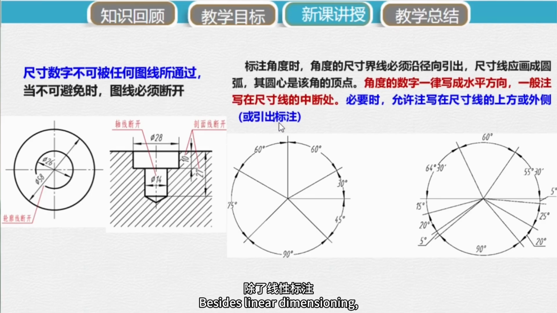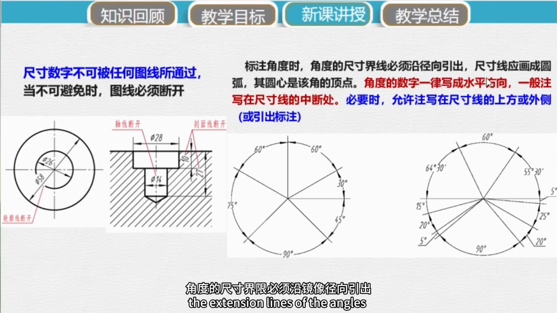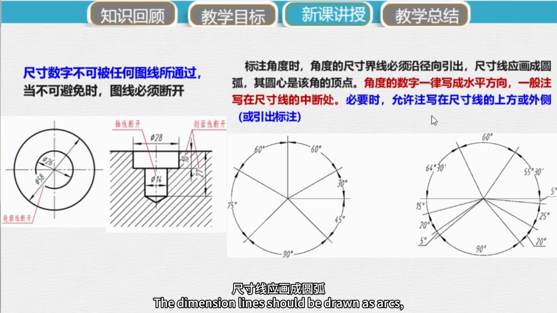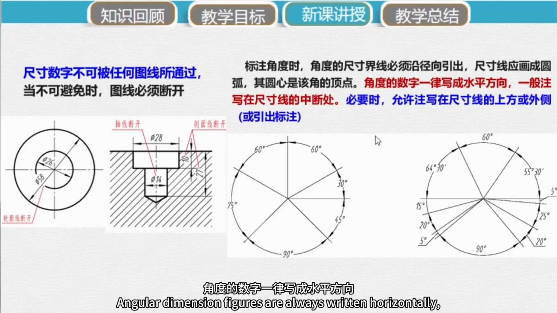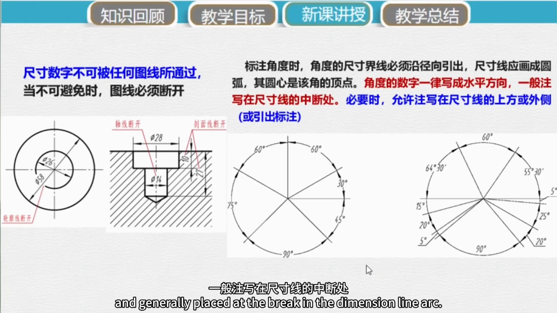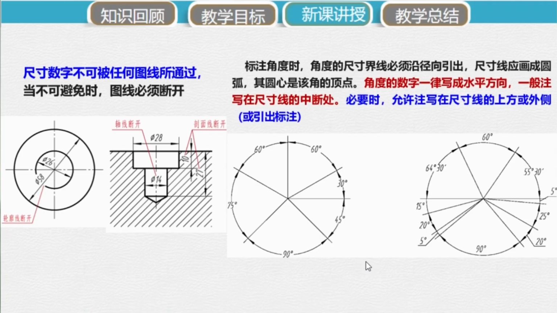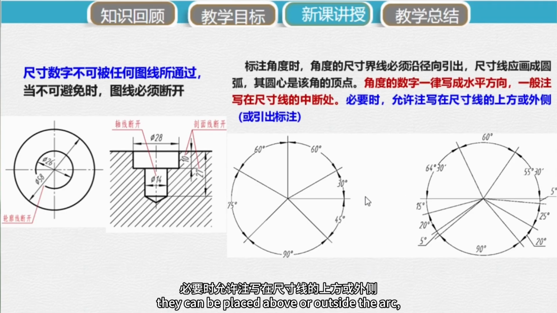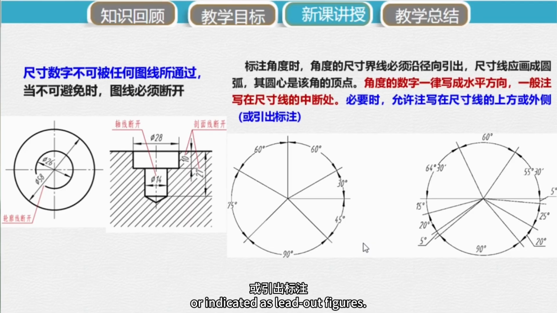Besides linear dimensioning, there is also angular dimensioning. When dimensioning angles, the extension lines of the angles must be projected along the radial direction, reflecting symmetry from the center. The dimension lines should be drawn as arcs. Its center is the vertex of the angle. Angular dimension figures are always written horizontally and generally placed at the break in the dimension line arc. When necessary, they can be placed above or outside the arc, or indicated as laid-out figures.